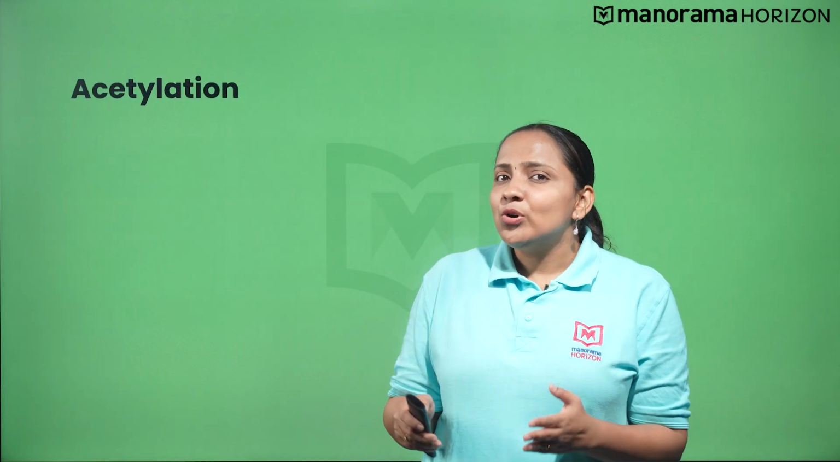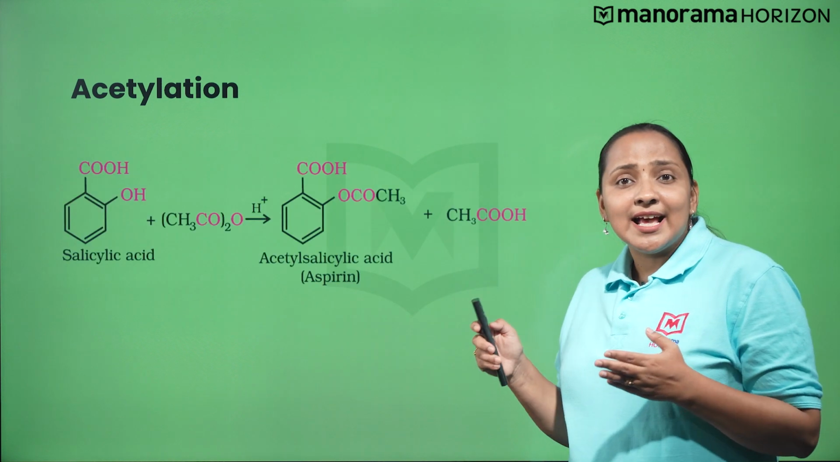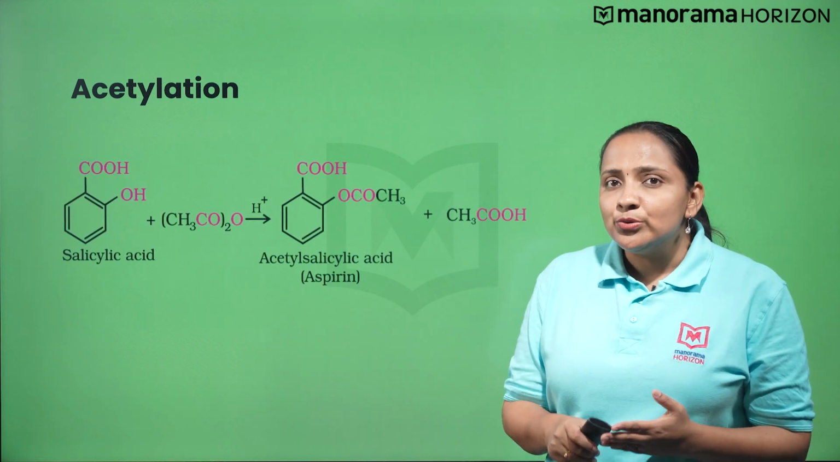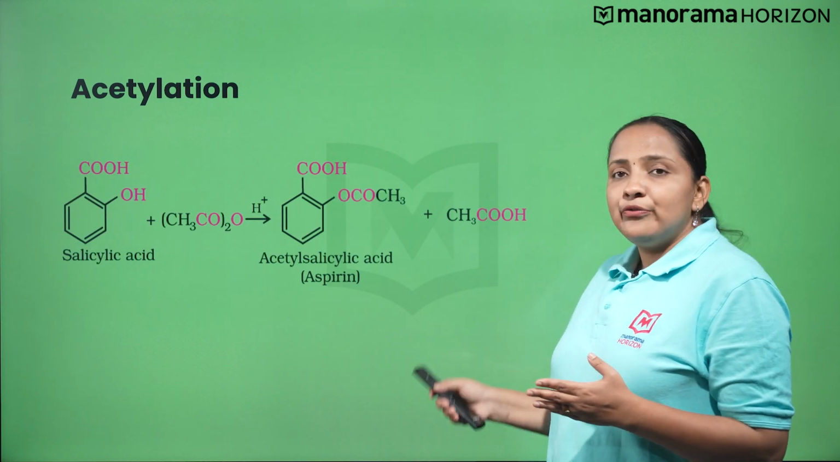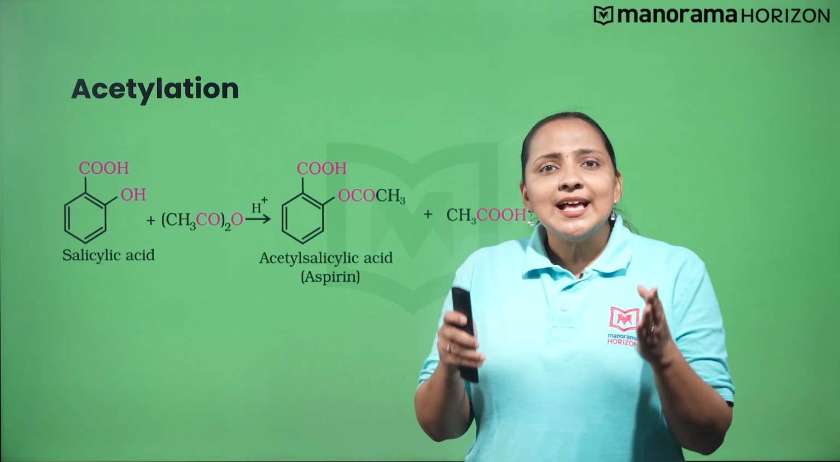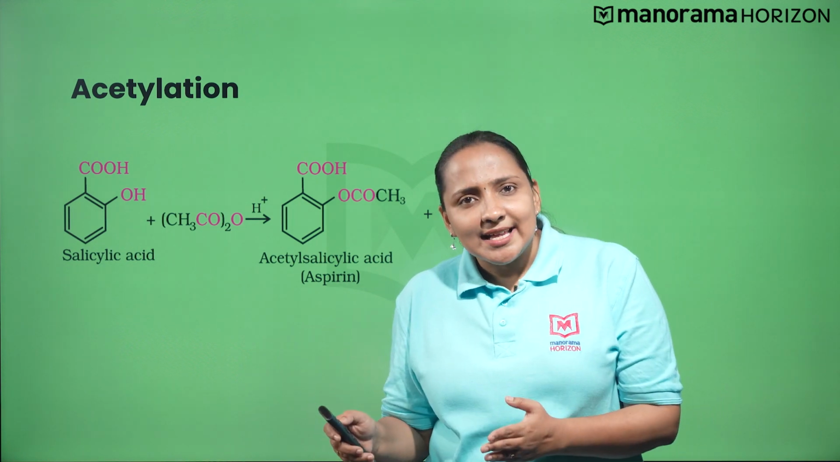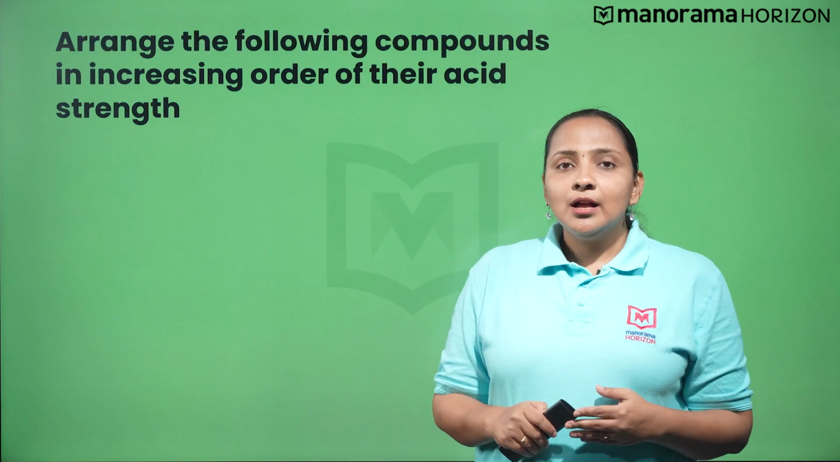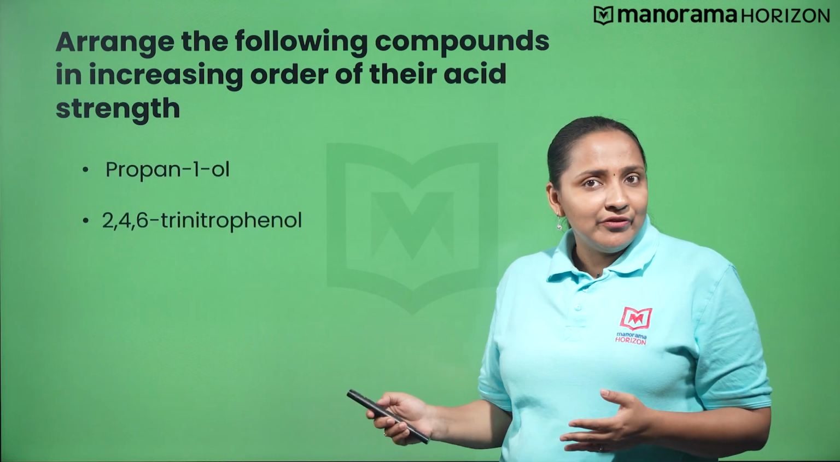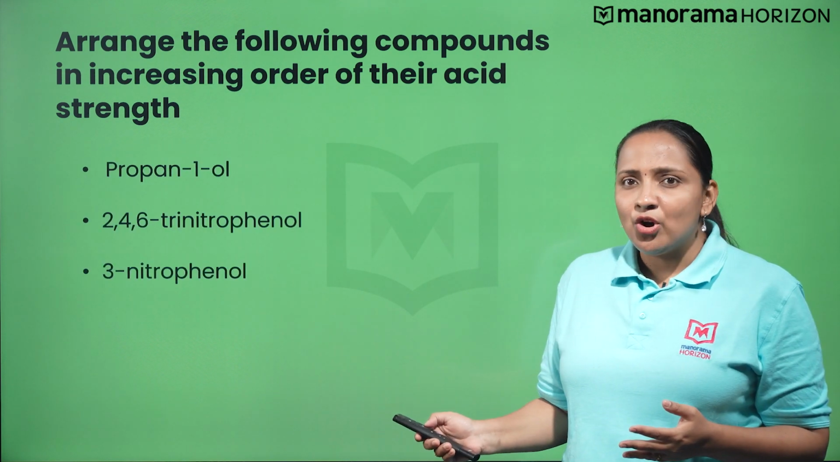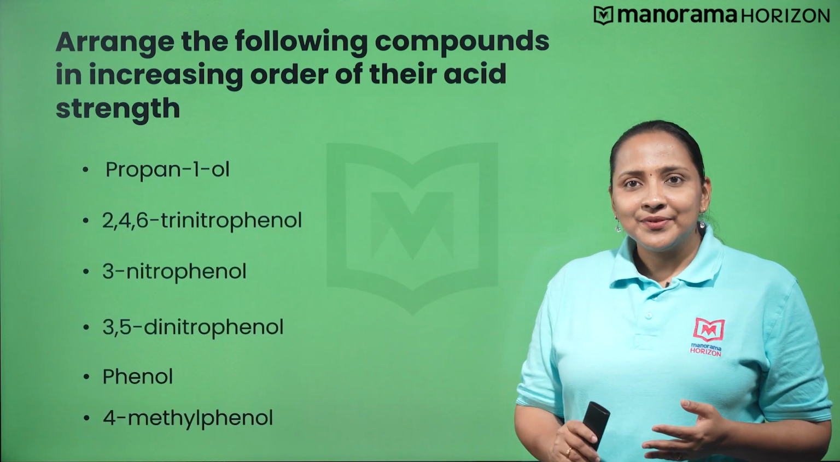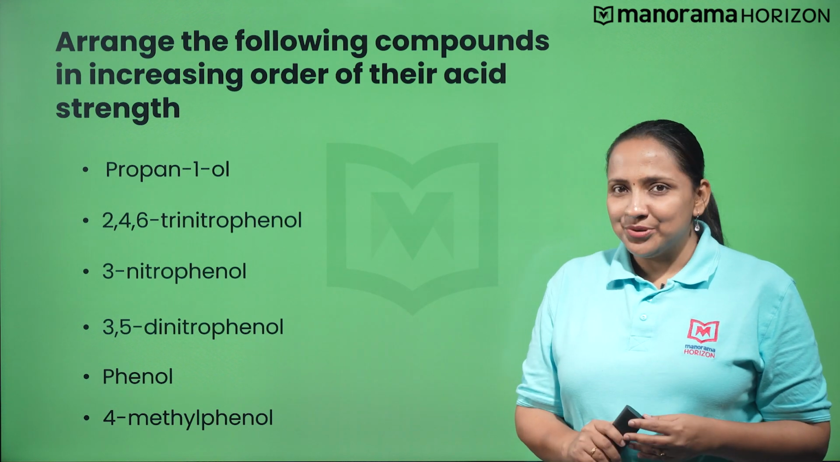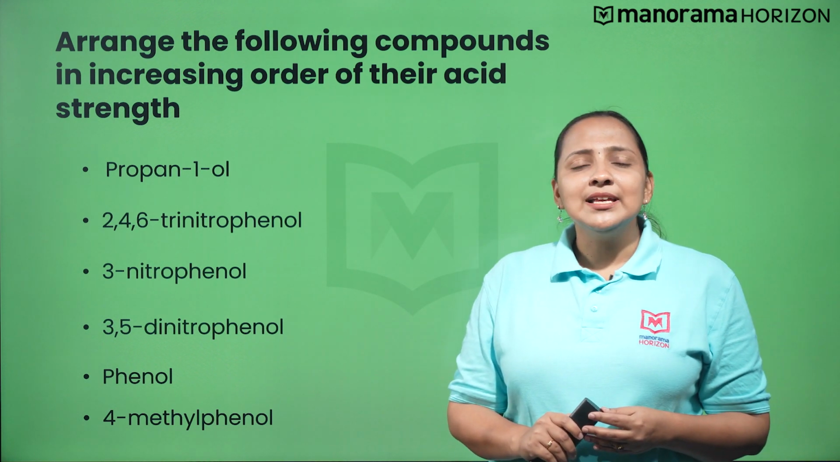Alcohol also undergoes acetylation, where an acetyl group is introduced in alcohols or phenols. For example, acetylation of salicylic acid produces aspirin. Now, can you arrange the given compounds in an increasing order of their acidic strength? Well, try to figure out. Now, let us summarize what we have learned.